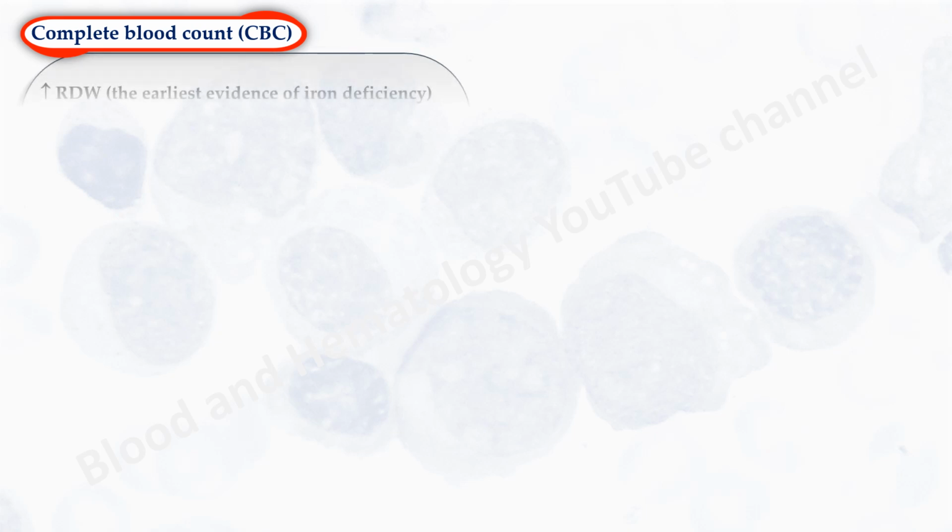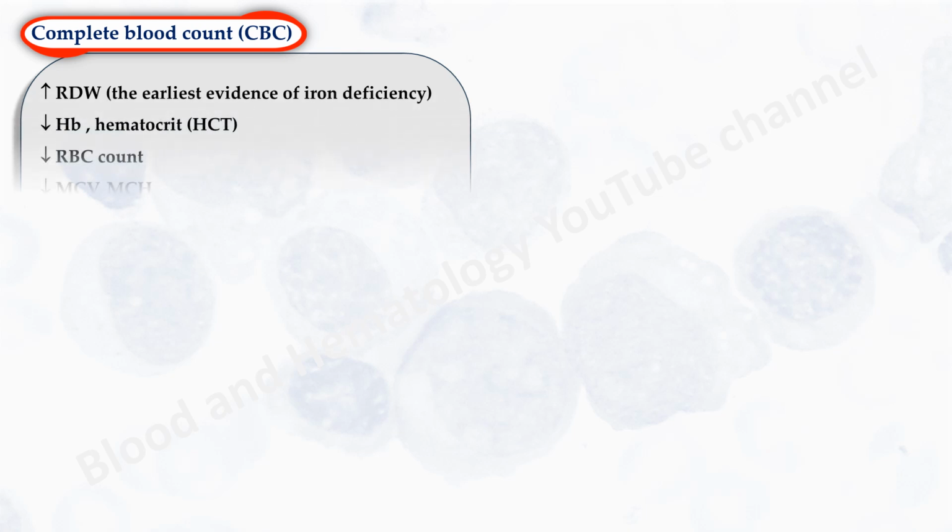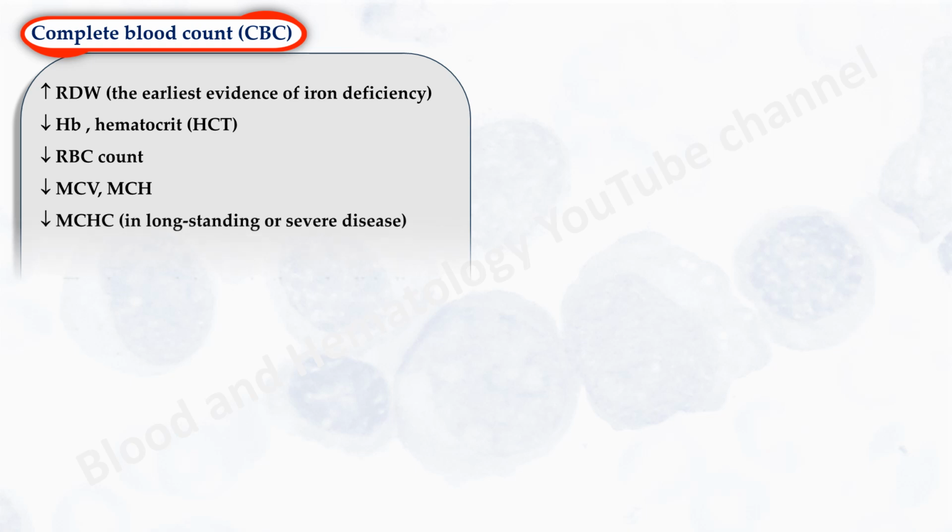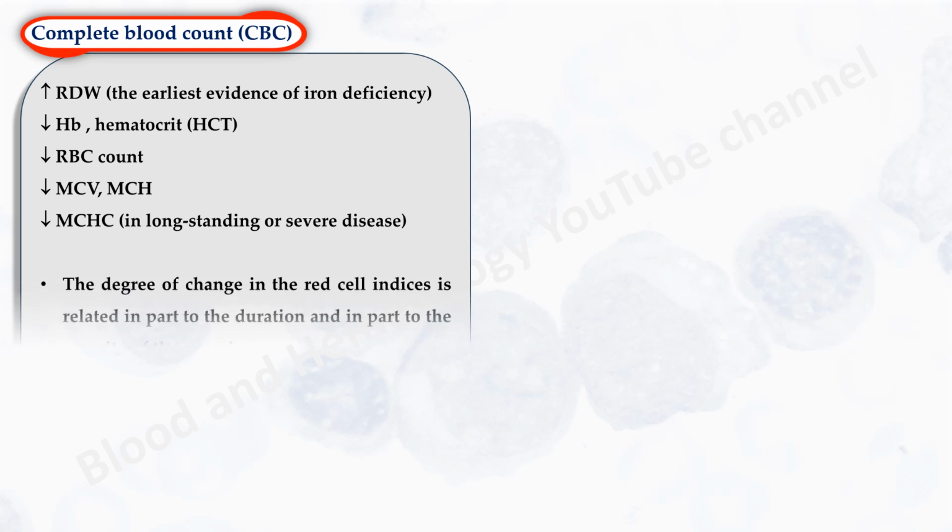The earliest evidence of iron deficiency is an increase in the red cell distribution width. This is indicative of the anisocytosis that precedes anemia. The next change observed is a fall in the hemoglobin, red blood cell count and hematocrit. The mean cell volume and mean cell hemoglobin values are reduced in most patients, and the mean cell hemoglobin concentration is reduced in long-standing or severe disease.